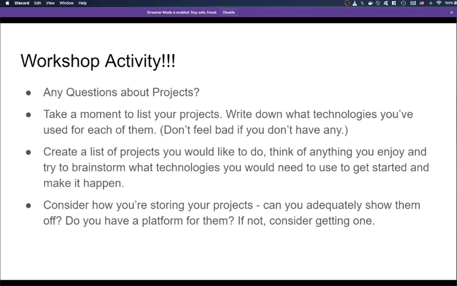And then after that, create a list of projects that you would like to do, anything you enjoy, and just try and brainstorm what technologies you would need to get started and make it happen. And then finally, just consider how you're storing your projects, if you're showing them off adequately, do you have a platform for them or not, and if not, consider getting them. So I'm open for questions about projects while I'll give you guys like 3 minutes to write some stuff down.